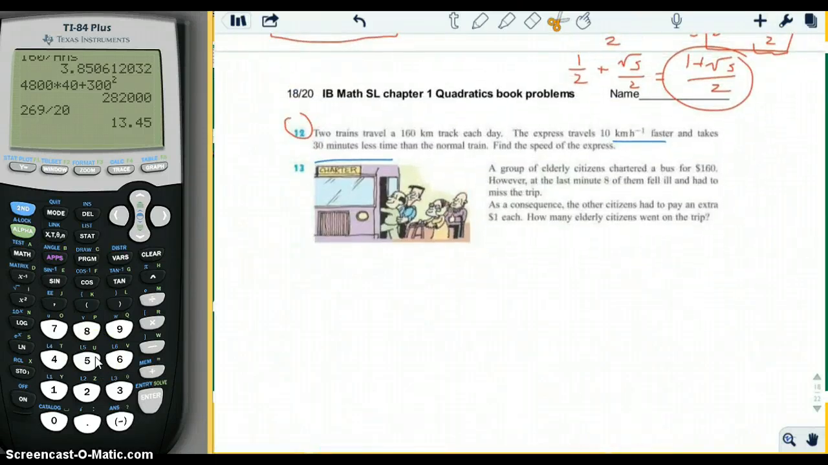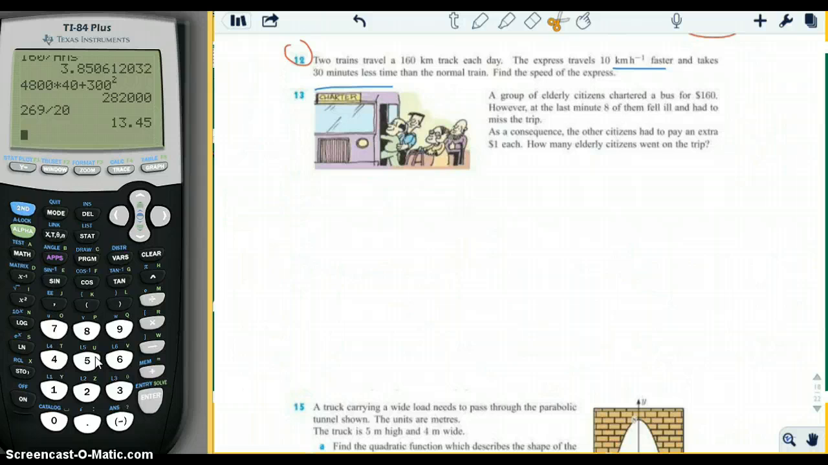Page 18 of quadratics. Number 12. Two trains travel a 160-kilometer track each day. The express train travels 10 kilometers an hour faster and takes 30 minutes less time than the normal train. Find the speed of the express.